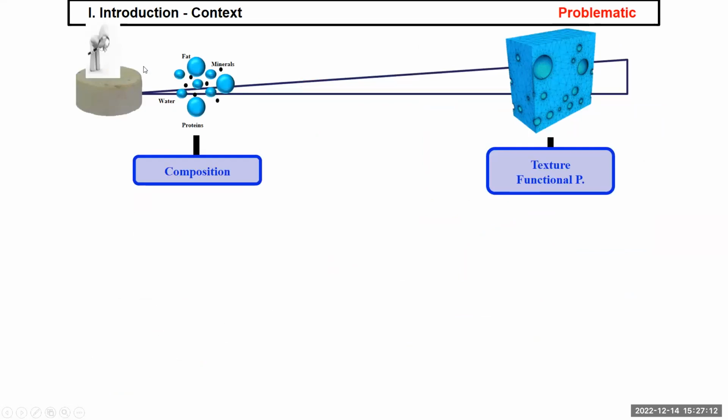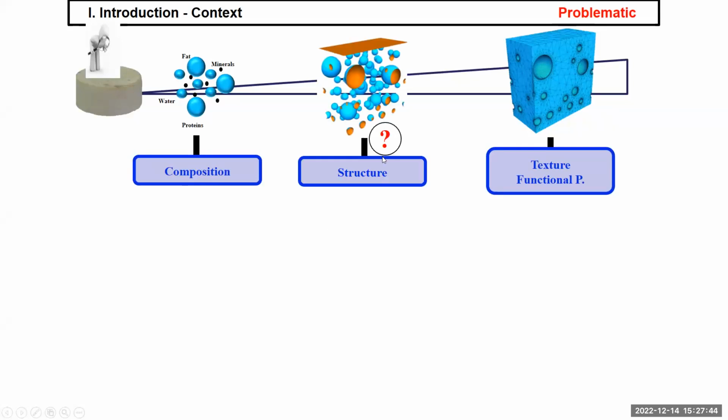So in order to decrease the salt content of the cheese without modifying all the points that I presented before, we decided to make a study from the molecular scale to the macroscopic scale. So we focused on the composition of the cheese, on the molecular structure of the cheese, and also on the texture and the functional properties of the cheese.